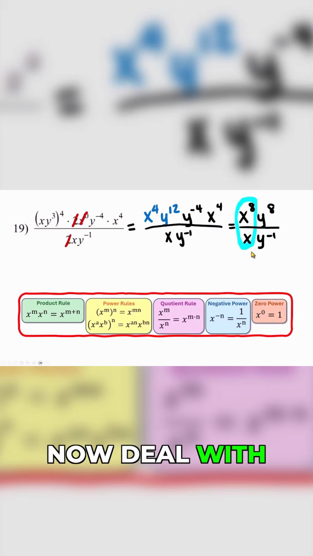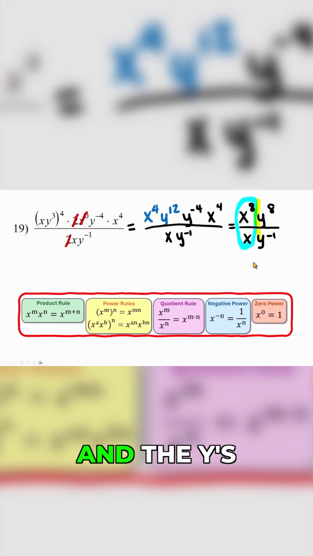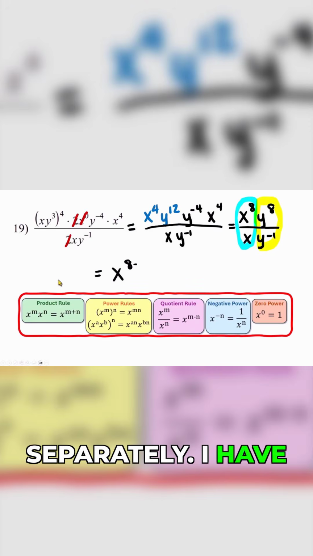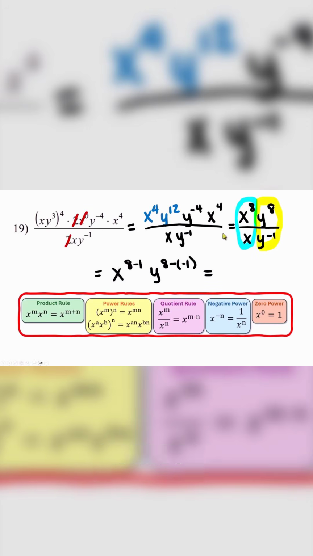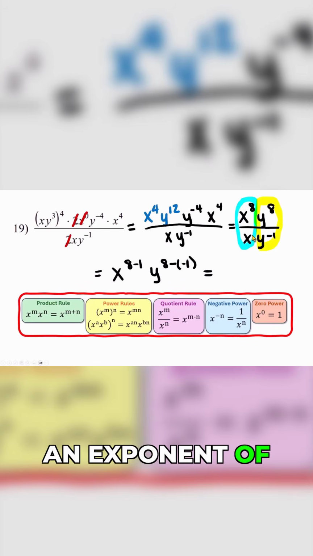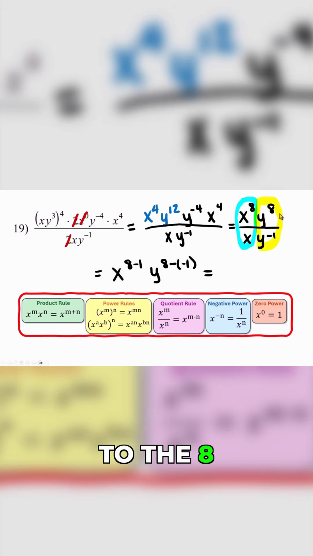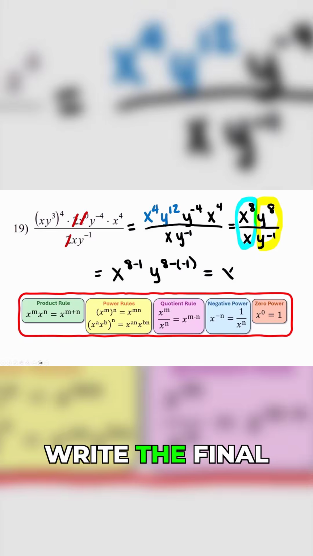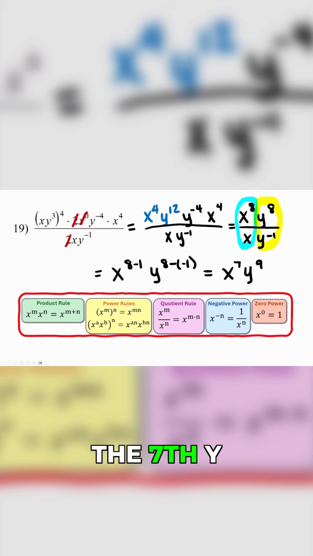Okay, now deal with the x's separately and the y's separately. I have x to the 8 minus 1 because 1x has an exponent of 1. And y to the 8 minus a negative 1. Be real careful here. You can see a sign mistake could happen. And then I write the final answer. X to the 7th, y to the 9th.